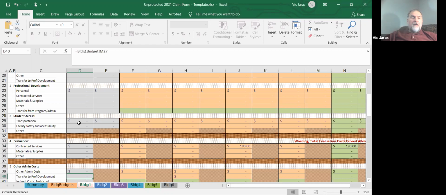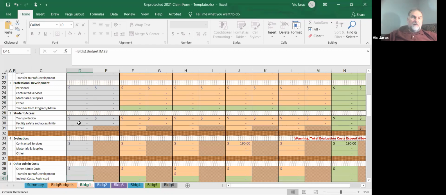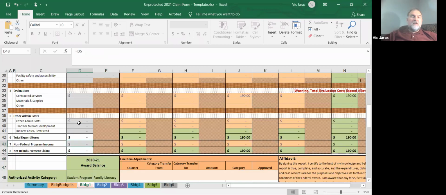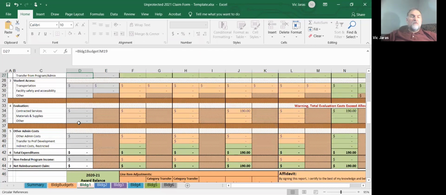And the next thing we have is student access. Transportation is a big expense in some areas. And so we also have safety and accessibility expenses that can go in there.